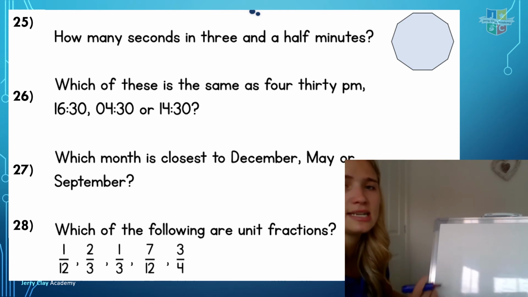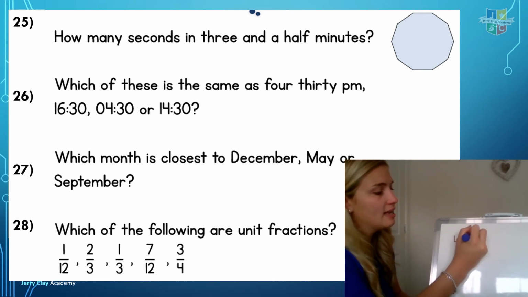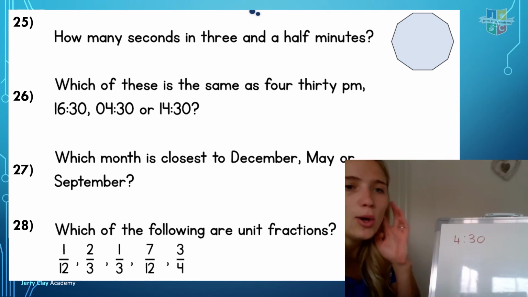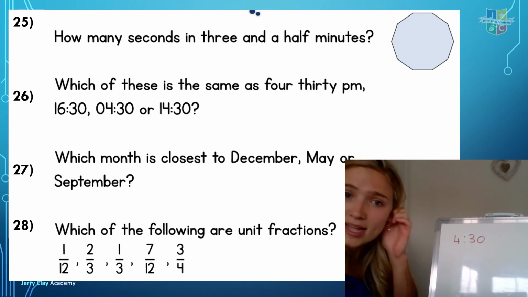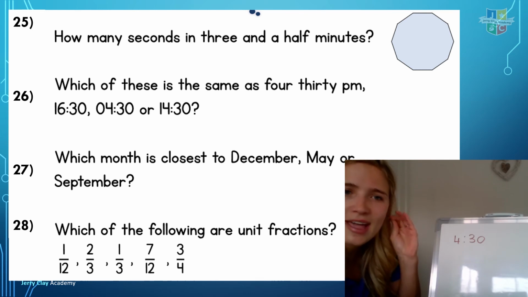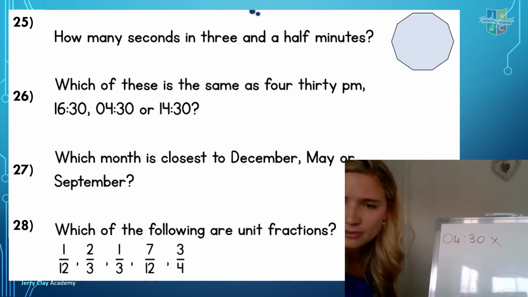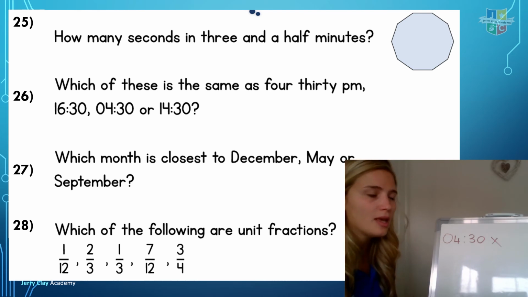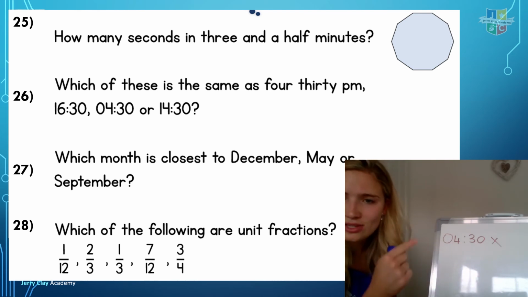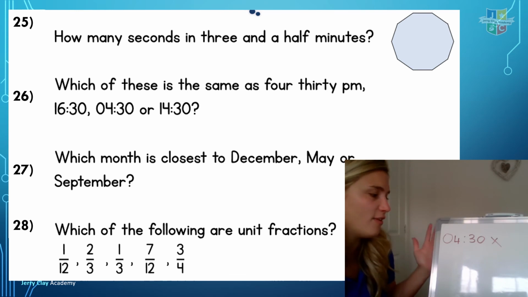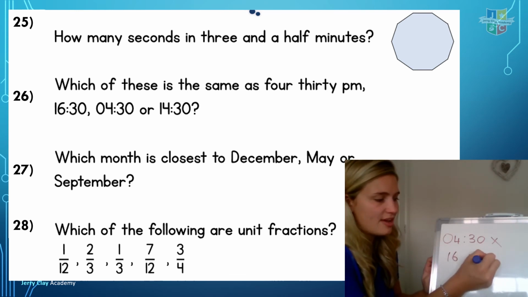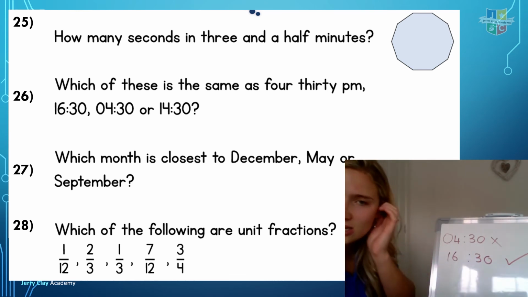Looking at number 26 then, I want 4:30 in the afternoon. Well, all of the numbers have got 30 minutes past, which is perfect. However, if it's in the afternoon, it is not going to have a 0 before it, because that would mean it would be in the morning. It would add 12 to the 4. So if we do 12 add 4 would be 16:30. That one is the one that is correct.